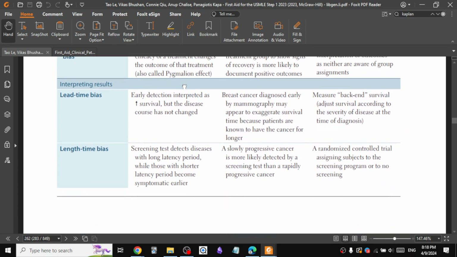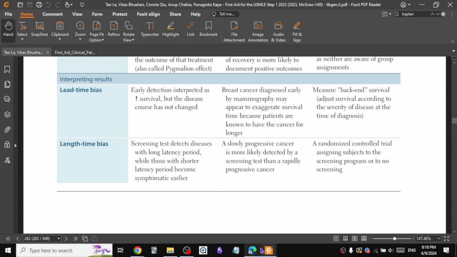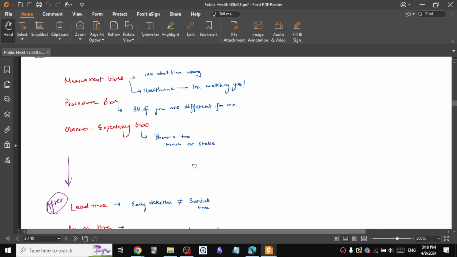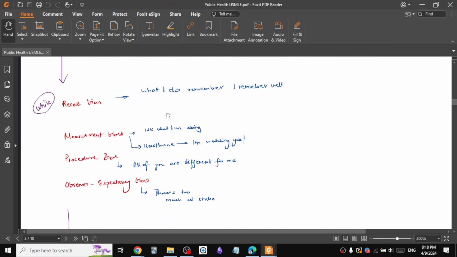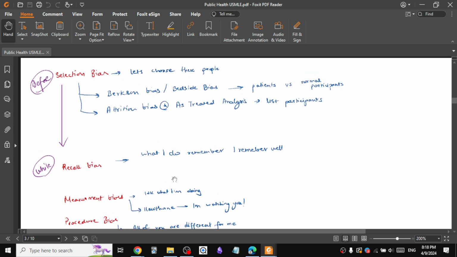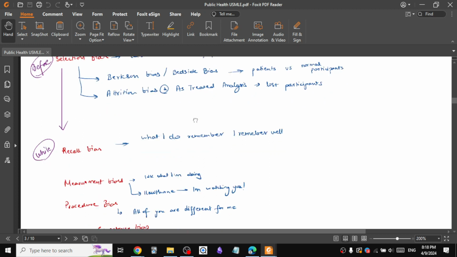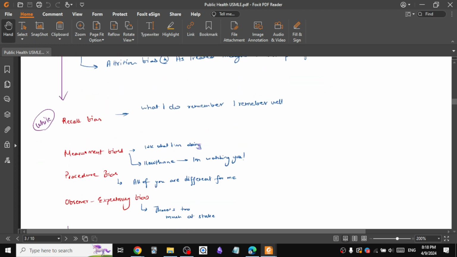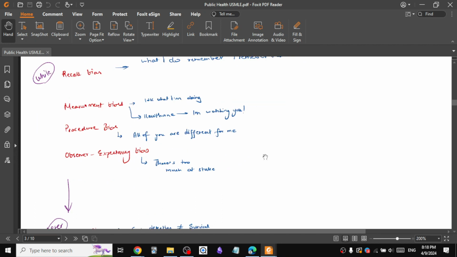So that was during the study. Now you have interpreting results. Go through the stuff I've written like this. It'll help you remember things because it's so intuitive. Selection bias: let's choose these people. Recall bias: what I do remember, I remember well. Measurement bias: I don't know what I'm doing. Hawthorne: I'm watching you. Procedure bias: all of you are different from me, you're not the same. Observer expectancy bias: there's too much at stake.